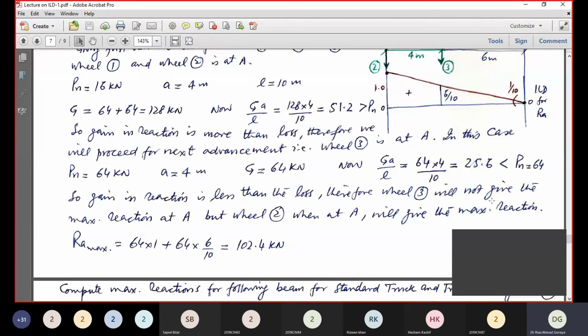So it means कि किस व्हील ने ये सिचुएशन चेंज की है, किसके जाने से ये सिचुएशन चेंज हुई है, व्हील 2 के जाने से ये सिचुएशन चेंज हुई है. So we can conclude that wheel 2 when at A will give the maximum reaction, and that is this value जो हम पहले भी compute कर चुके हैं. That is just to show how to apply the mathematical criteria. Any question?